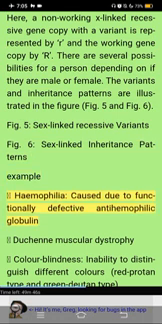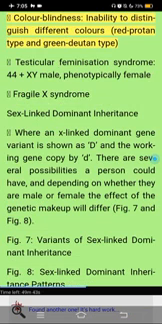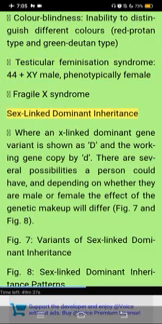Examples: Hemophilia, caused due to functionally defective antihemophilic globulin. Duchenne muscular dystrophy. Color blindness, inability to distinguish different colors, red protan type and green deutan type. Testicular feminization syndrome, 44 plus XY male, phenotypically female. Fragile X syndrome.